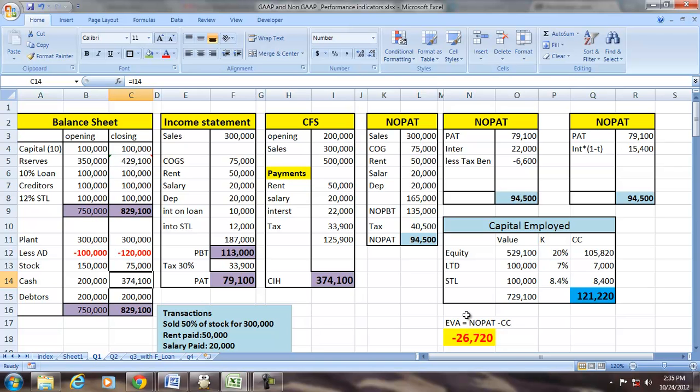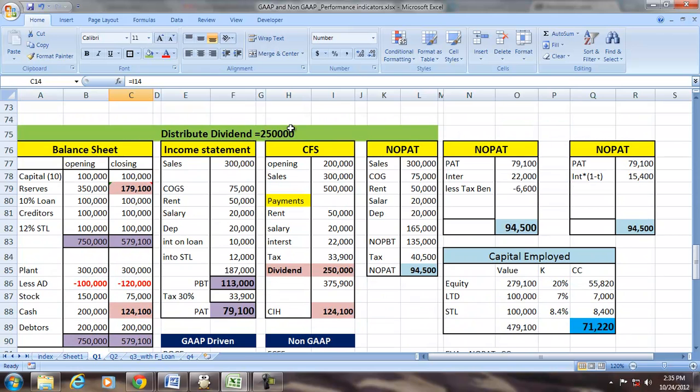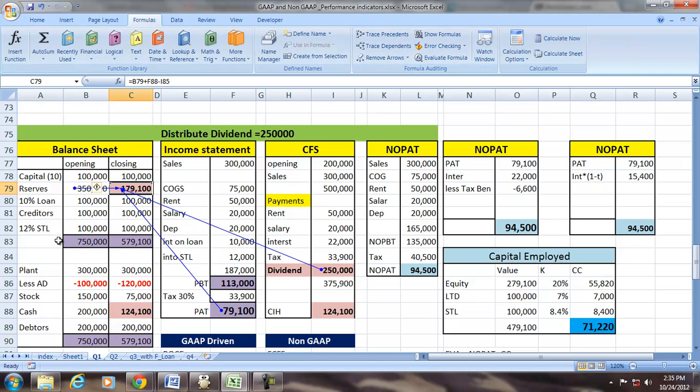Let us pick one of these decisions, the distribution of dividend. Suppose we distribute dividend to the extent of 250,000. All other things remaining constant, if we distribute dividend, there is a cash outflow, so the reserves will go down because of the dividend distribution. When the reserves go down, the equity comes down. When equity goes down, the capital charge reduces to 71,220, the NOPAT remaining constant at 94,500.